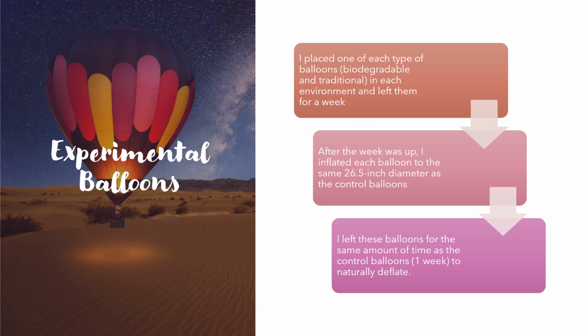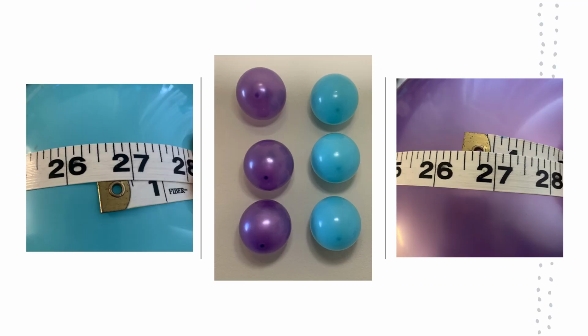For the experimental balloons, I put one of each type of balloon into each environment and left them for a week. And then after that week was up, I inflated them to the same diameter as the control balloons, which was 26.5 inches. And then I left those balloons for a week as well to naturally deflate. Here are just a couple more pictures that I took during the experiment.